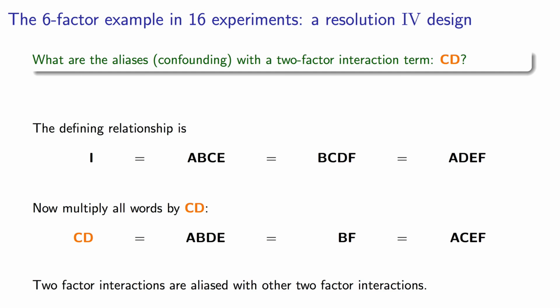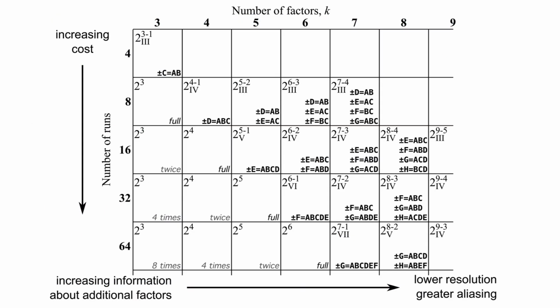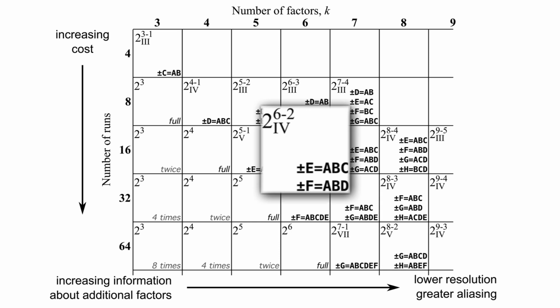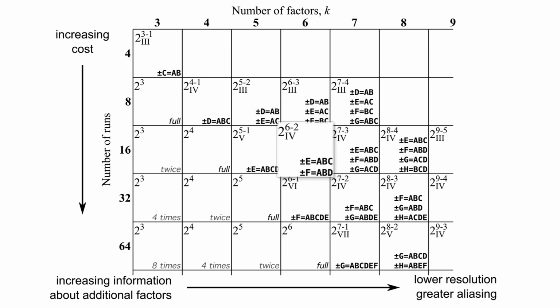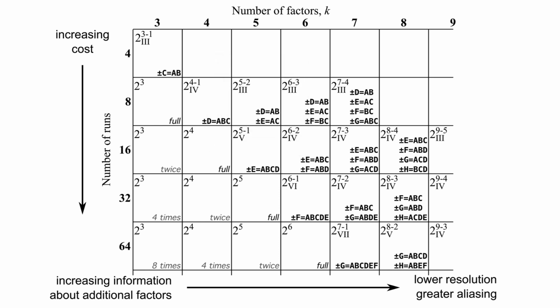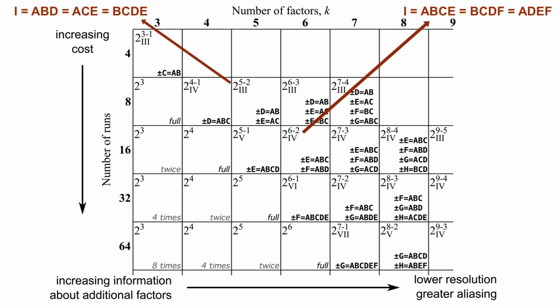Fortunately, other people have gone and done the work and reported it for us. The answer has actually been here all along in the trade-off table. See the Roman numeral in each cell? That is the resolution of the experiment. In the example with 16 experiments and 6 factors, we had a resolution 4 design. In our prior example with 5 factors and 8 experiments, we had what was called a resolution 3 design, because main effects were confounded with two-factor interactions. The resolution is always equal to the length of the shortest word in the defining relationship.